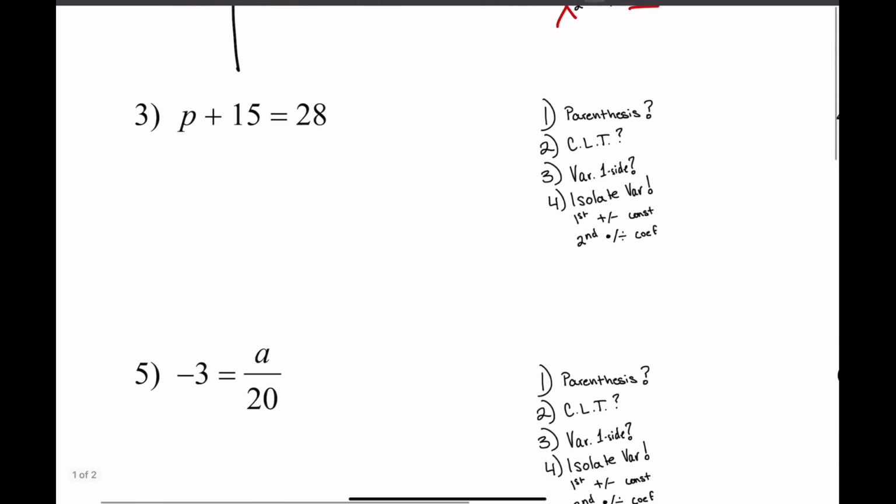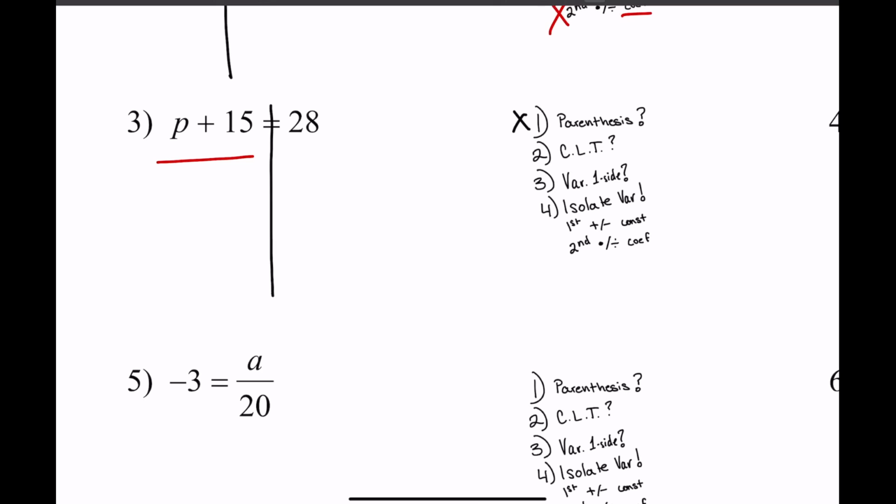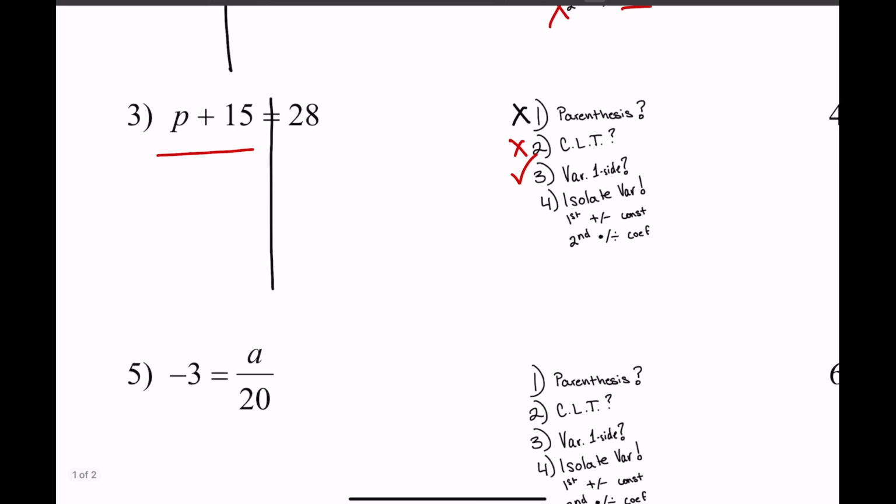Looking at number 3 here, I'm going to draw my balance bar. And I'm going to start going through. No parentheses. We can't combine like terms on this side. The variable's only on one side, which is good. Now it's time to isolate, which means we have to look for a constant or a coefficient. Well, this 15 is a constant, and then there's no coefficient in front of our variable, so we don't have to worry about that. So we are going to subtract that 15 on both sides because it's adding.